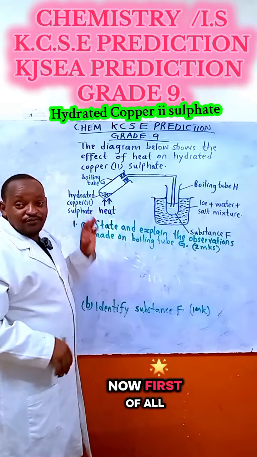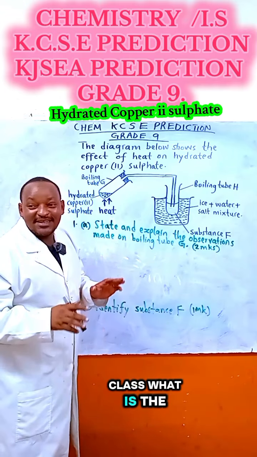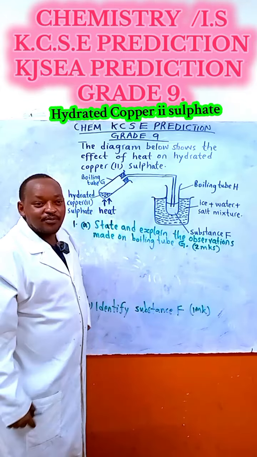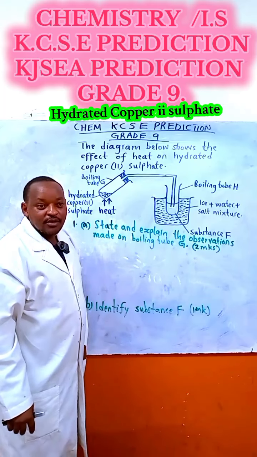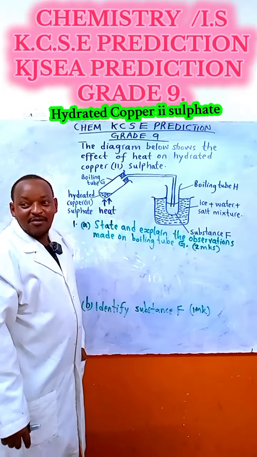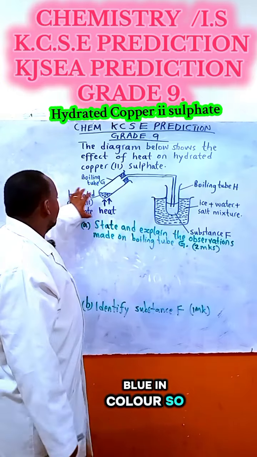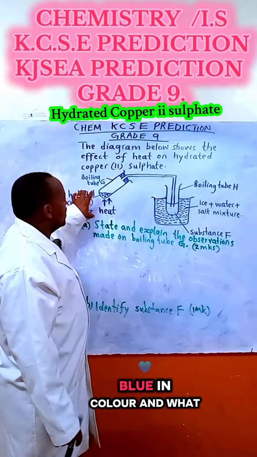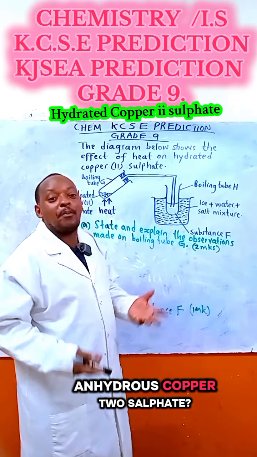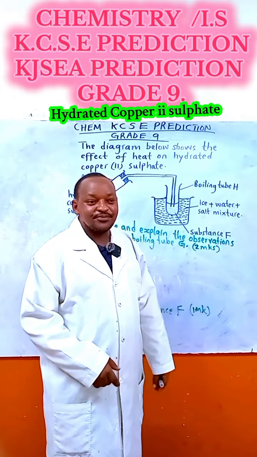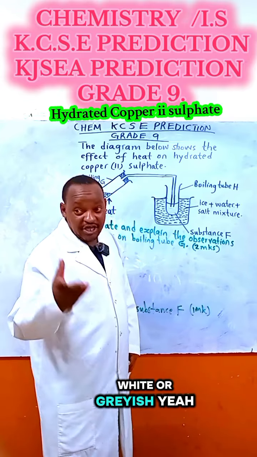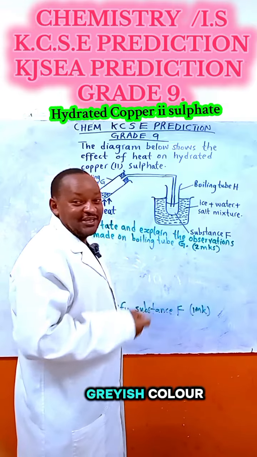Now, first of all, class, what is the color of hydrated copper-2 sulfate before heating? Blue. Yes, it is blue in color. And what about anhydrous copper-2 sulfate? Which color? White. Yes, it is usually white or grayish in color.